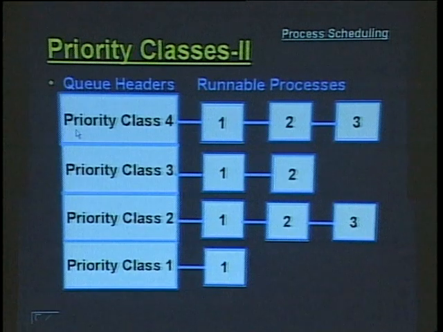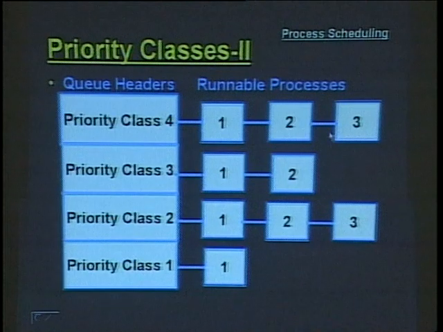As we see in this diagram, we have priority class 4, priority class 3, priority class 2, and priority class 1. The priority class 4 has the highest priority, and we can consider this a synonym for the real-time processes. Real-time processes fall, let's say, in priority class 4, and we have a number of processes 1, 2, 3. Within these processes, the round robin algorithm is implemented.